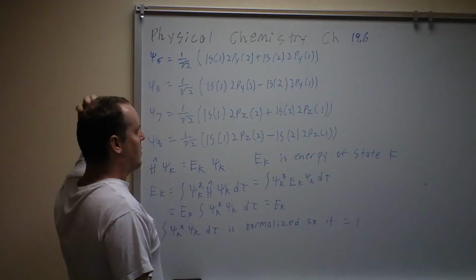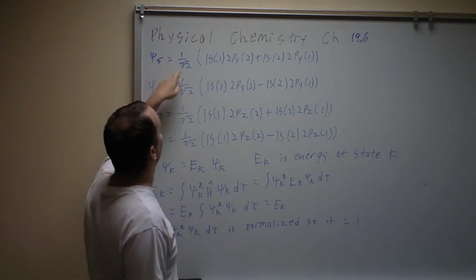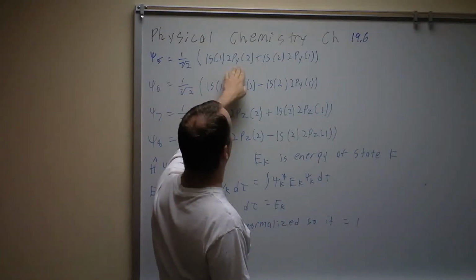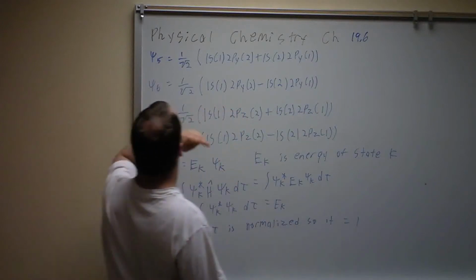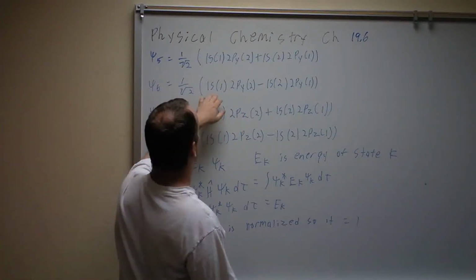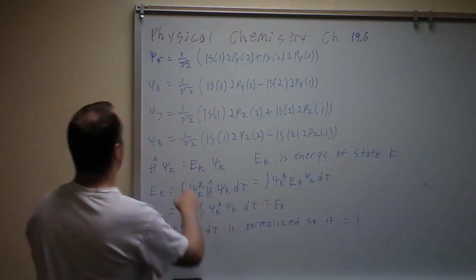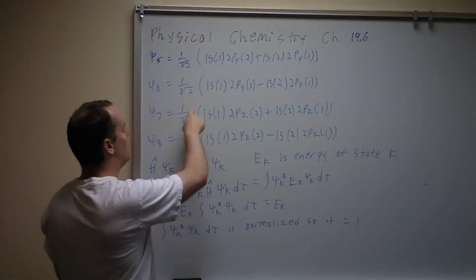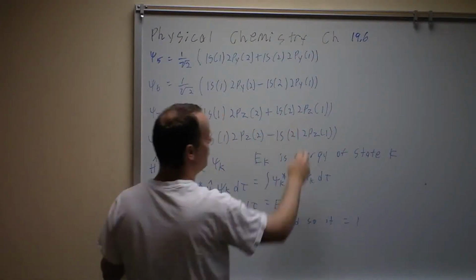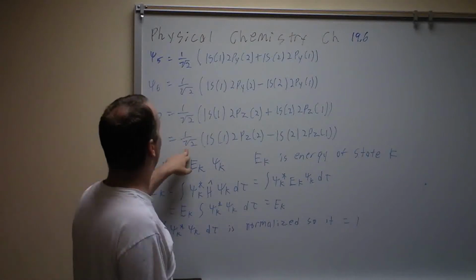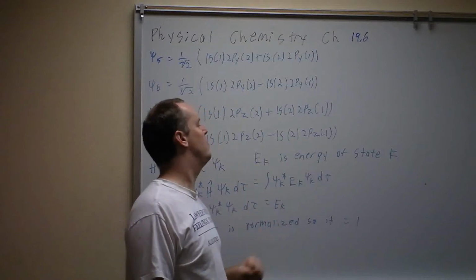Continuing on physical chemistry, chapter 19.6. So I went ahead and did the other 4. So psi 5 should be 1 over the square root of 2 times 1s1 times 2py of 2 plus 1s2 times 2py of 1. And then psi 6 should be 1 over the square root of 2 times 1s1 times 2py of 2 minus 1s2 times 2py of 1. And then psi 7 should be 1 over the square root of 2 times 1s1 2pz of 2 plus 1s2 2pz of 1. And then psi 8 should be 1 over the square root of 2 times 1s1 times 2pz of 2 minus 1s2 2pz of 1.